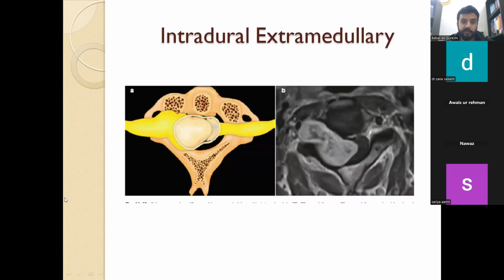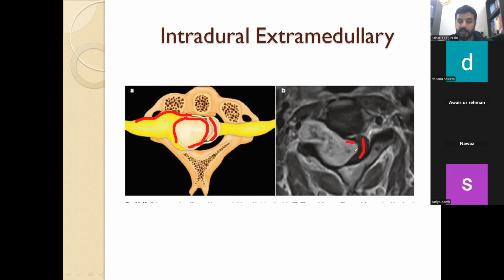Now coming to the intradural but extramedullary tumors. Here we can see this tumor, which is extradural as well. This is the intradural portion of the tumor. It has compressed the cord towards one side, but it is not arising intramedullary. Similarly, we can see here in this MRI, this is the tumor that has compressed the cord towards one side.